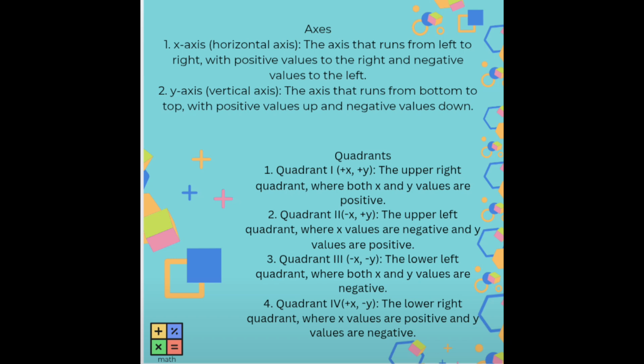Quadrant 3: negative x and negative y, the lower left quadrant where both x and y values are negative. Quadrant 4: positive x and negative y, the lower right quadrant where x values are positive and y values are negative.